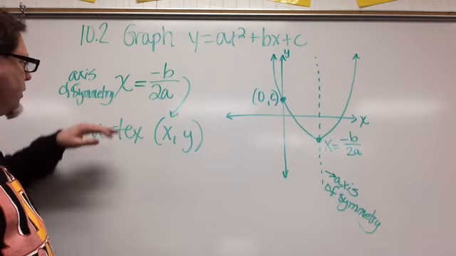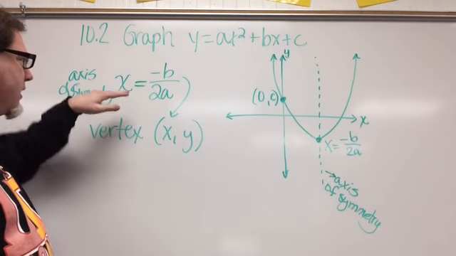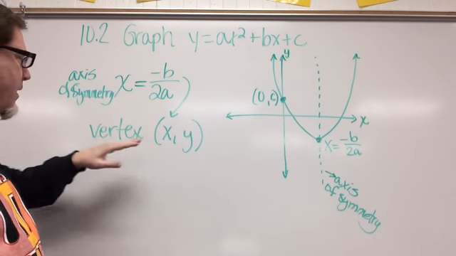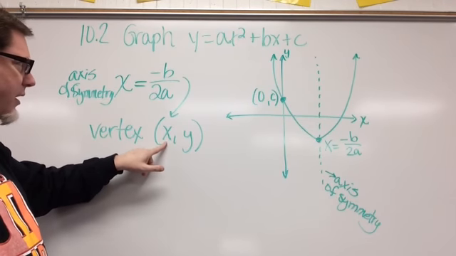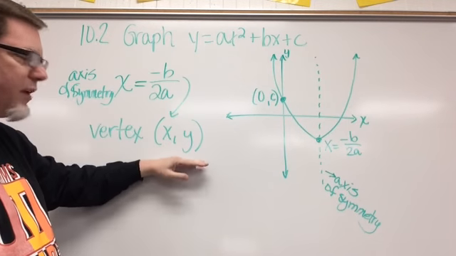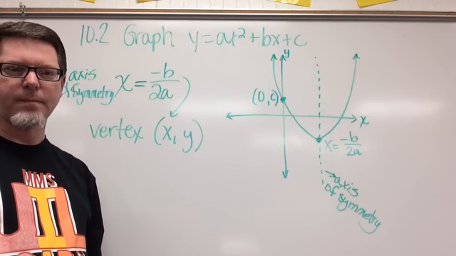So the important thing to remember, you need to know this. These are things that you just have to have memorized. The equation for axis of symmetry is x equals the negative of b over 2a, and the vertex is found by taking that x that you found and plugging it into the function to find out what y equals, and that will be your vertex.